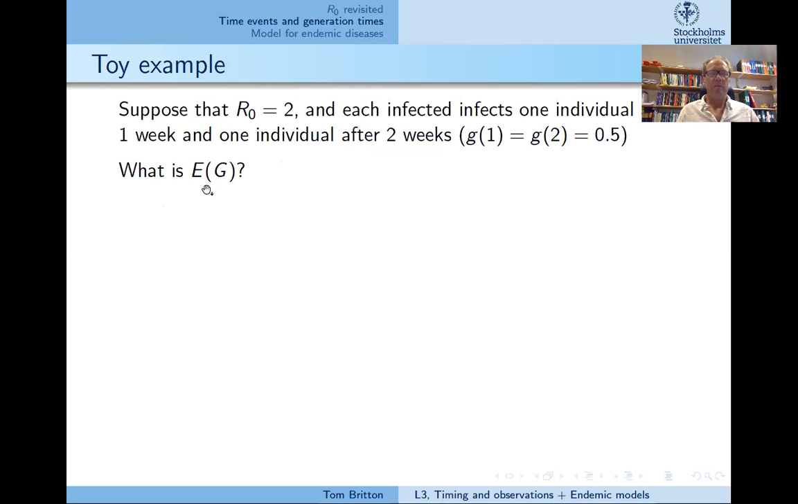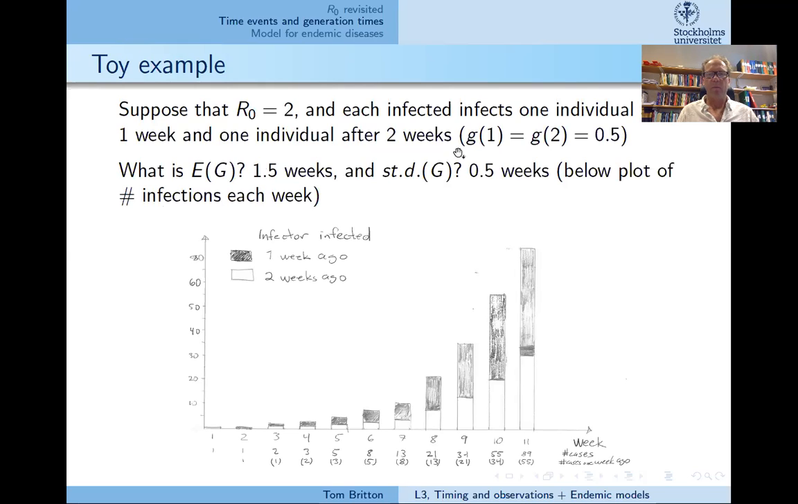So what is the mean of this generation time? Well, that's an easy answer. The mean is 1.5 because it's either 1 or 2 and there are equally many 1s and 2s, so the mean is 1.5. What is the standard deviation? I won't go into that, but actually the standard deviation is 0.5, and the reason that this is so easy to determine here is that the mean is 1.5 and all possibilities, being 1 or 2, have distance 0.5 from the mean. So the standard deviation is 0.5 weeks.